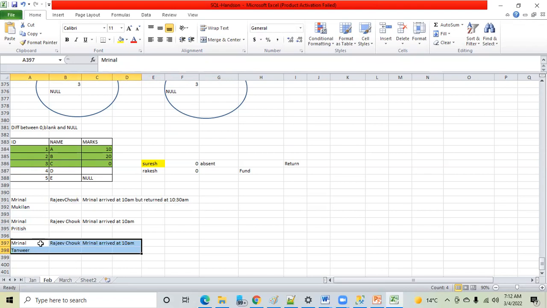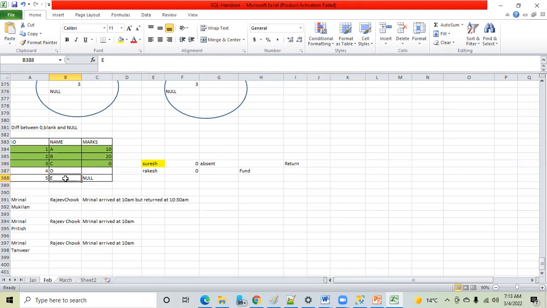Mrinal and Tanvir, they have never agreed that they will be meeting at Rajiv Chowk at 10 a.m. So this is of no use, right? So that is why this is null. It means you are not sure. I have marked null in front of E. Why? Because I am not sure whether E was absent. First case. Second case. Maybe E has appeared in the exam, but still his answer sheet is getting evaluated. Second assumption. I'm making assumptions in my mind.